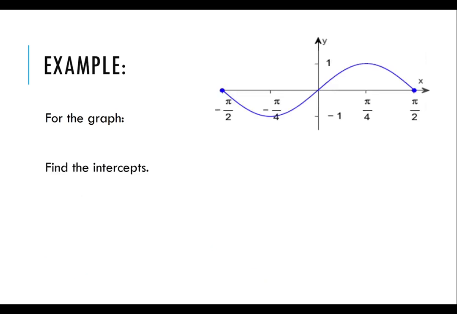For this graph, we first want to find the intercepts. Do the exact same thing we did before. Look at where we cross the axes. So I see here, here, and here. Those three places are the places we cross the x or y axis.